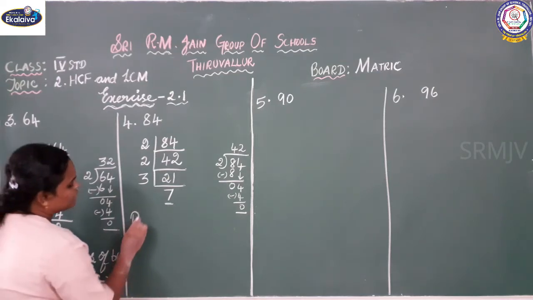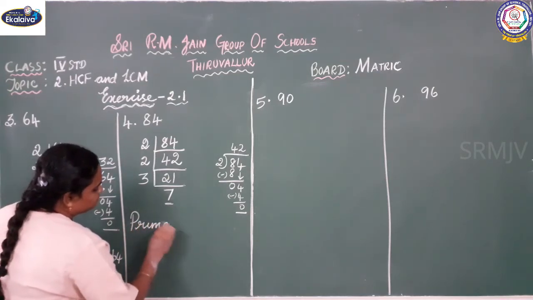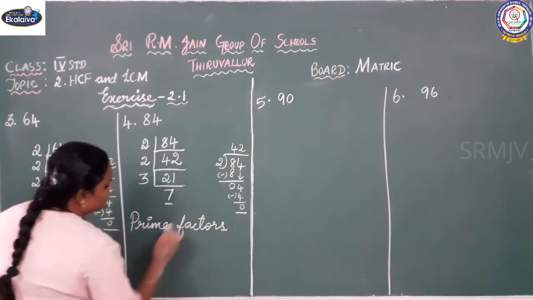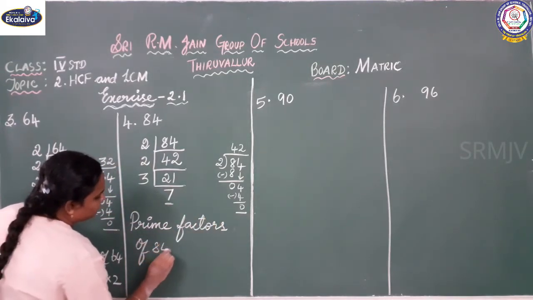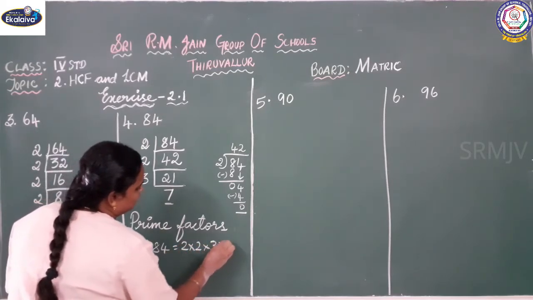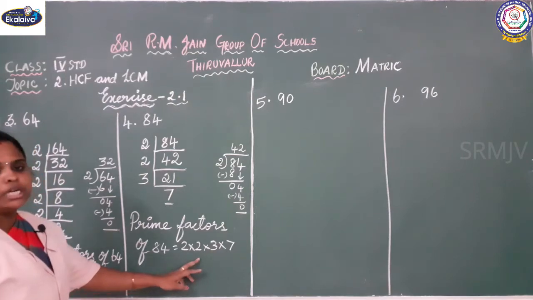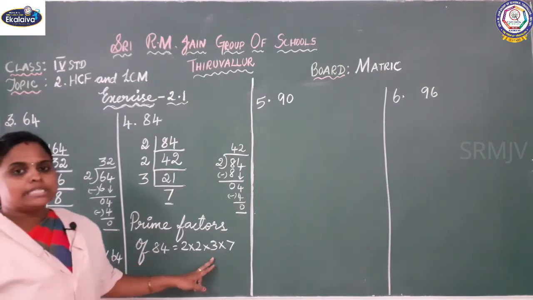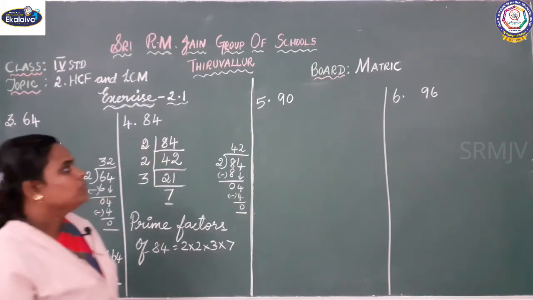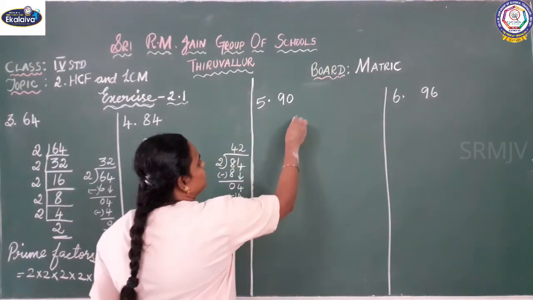So what are the prime factors of 84? Prime factors of 84 equal to 2 into 2 into 3 into 7. So listen children, 2 2s are 4, 4 3s are 12, 12 7s are 84. Next one, 90.